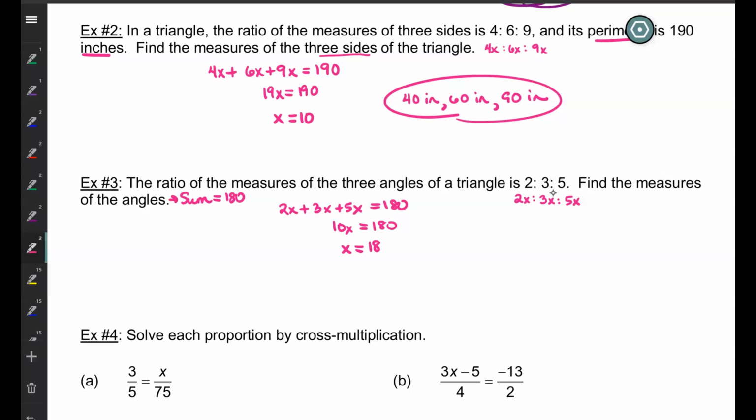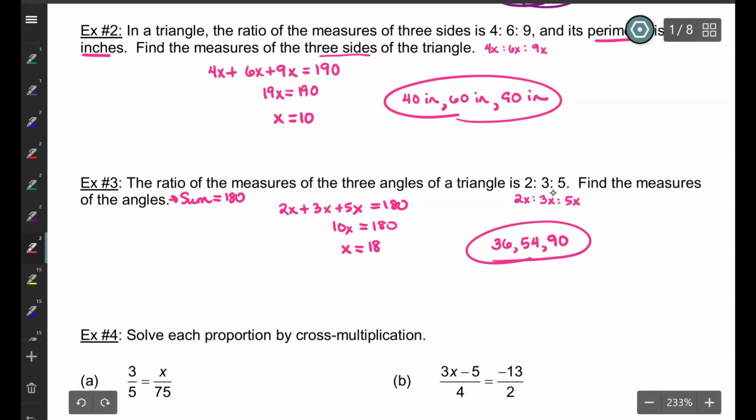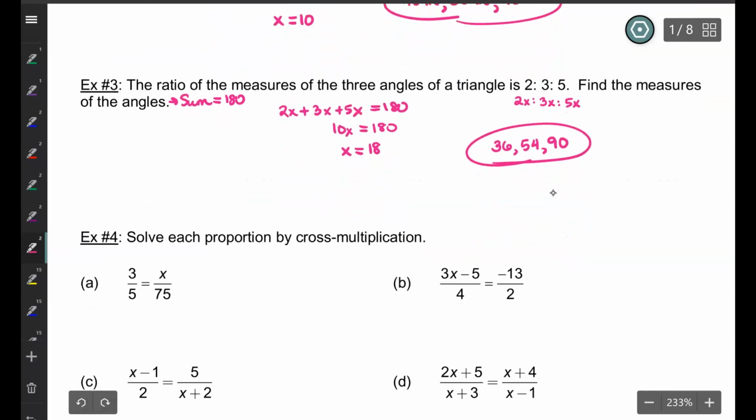So what are the measures of the angles? Okay, so we'll have 2x, that's going to be 36. 3x, so that's going to be 54. And 5 times 18, that's going to give us 90. So there are the three angle measures.